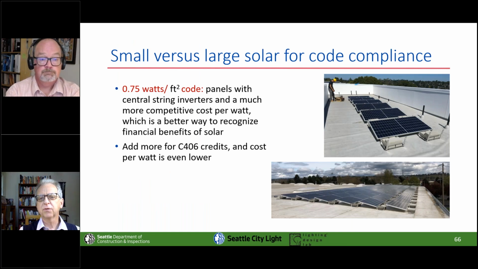Here's a slide that's a little out of order, but I just wanted to make the point that a small solar array, a really small one, costs a lot compared with a larger solar array.